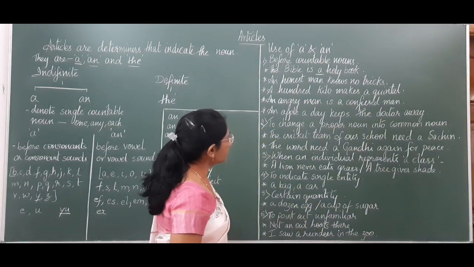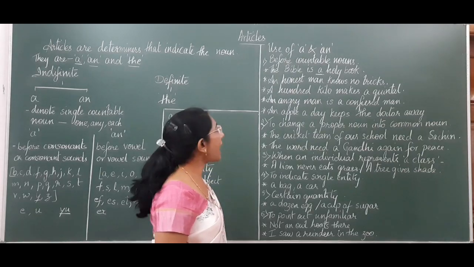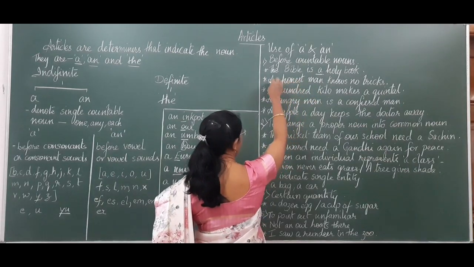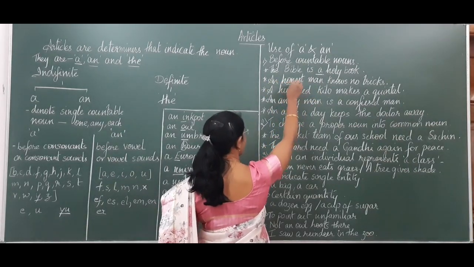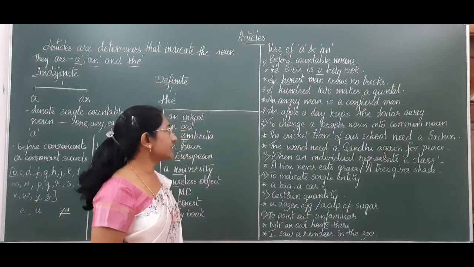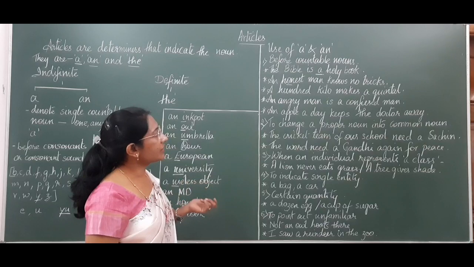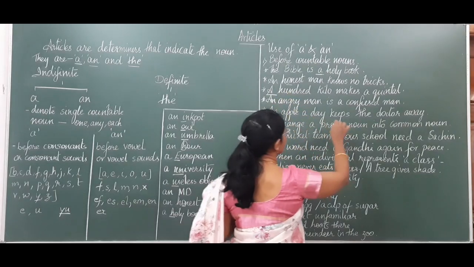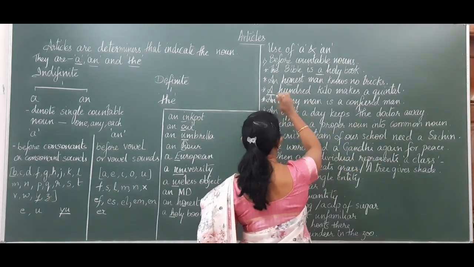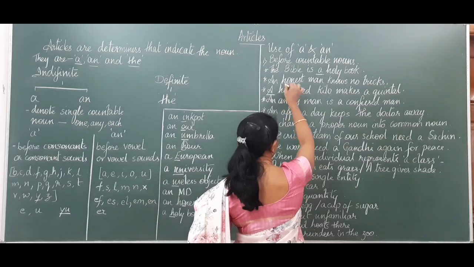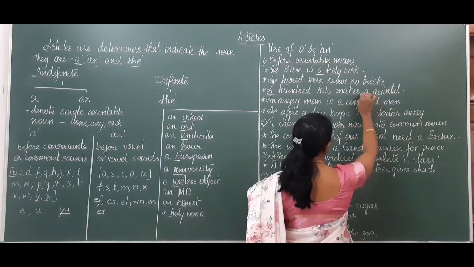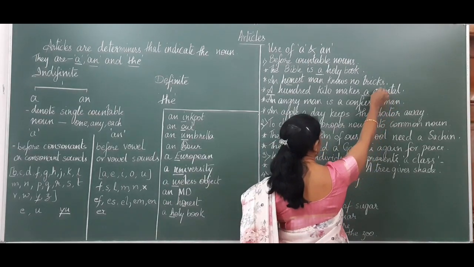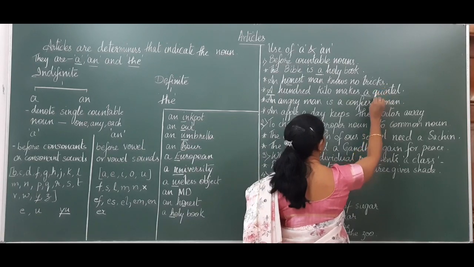An honest man knows no trick. An honest man, it is showing the countable noun, and we use an because the sound of O is produced in the beginning, honest. Next, 100 kilo makes a quintal. 100 kilo is a countable noun, so we use A, article A, and it is producing a consonant sound. Here we use A again because a quintal is countable, and you see the consonant sound produced by Q.